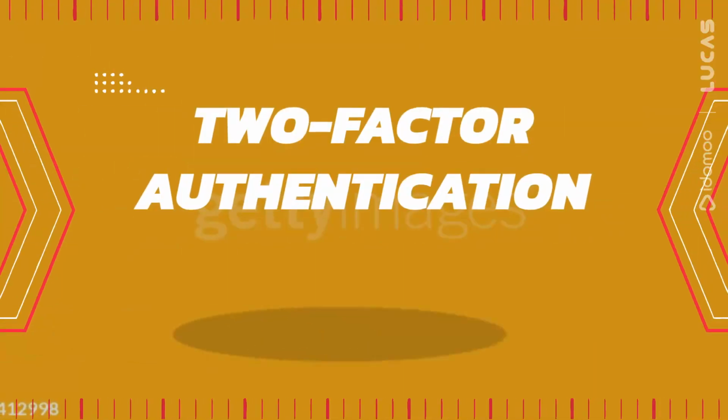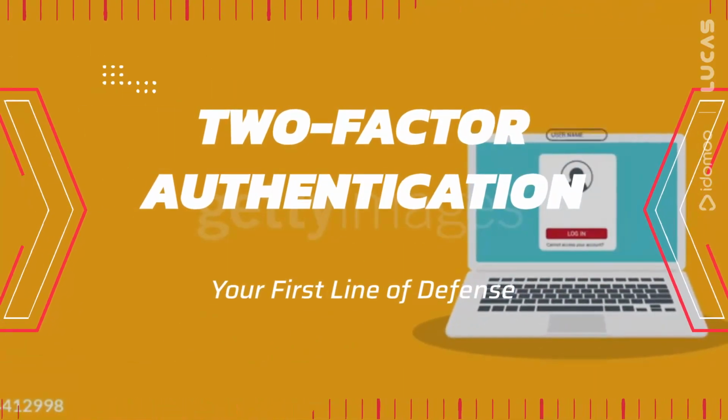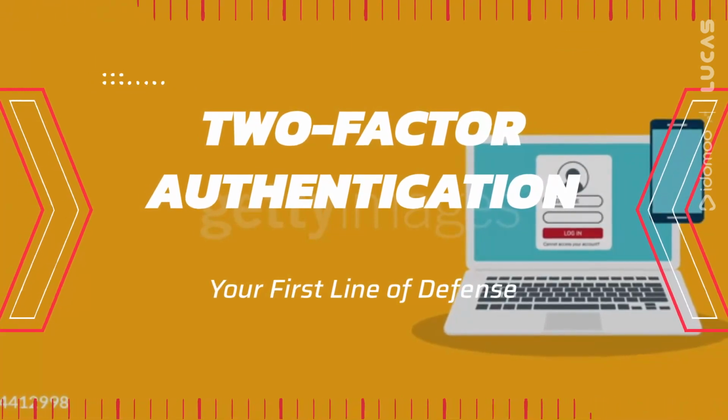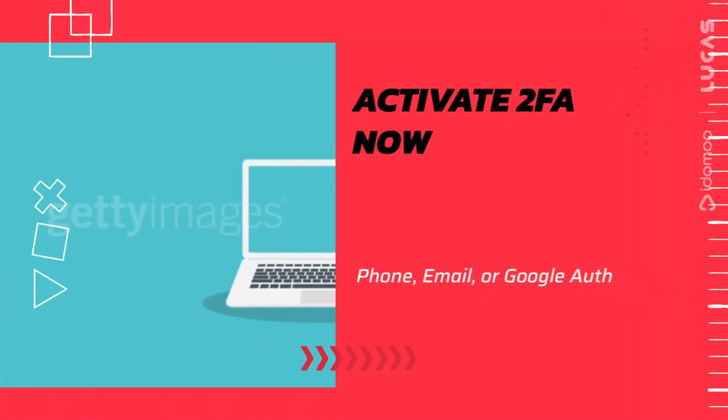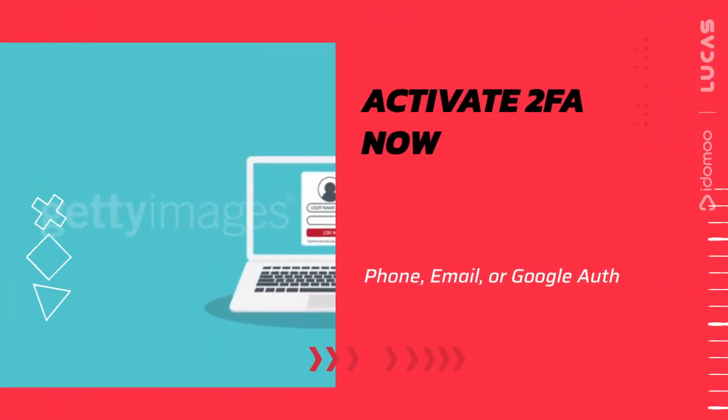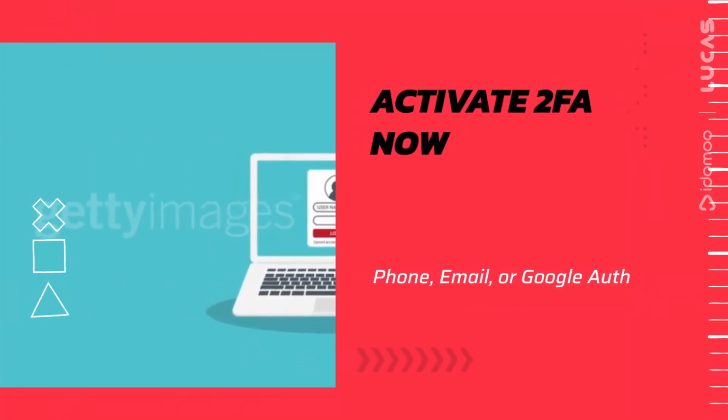Step 1. Enable two-factor authentication. It's your digital armor against unauthorized access. Choose your 2FA method: phone, email, or Google Authenticator. Let's set it up together.